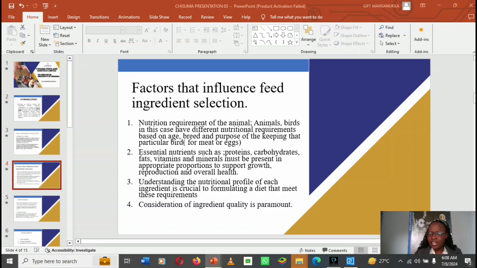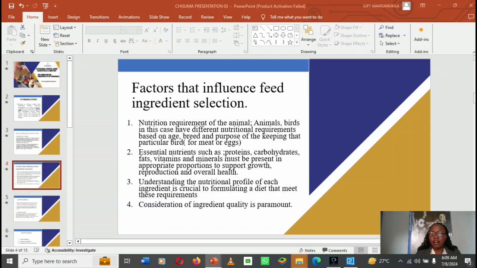So when we are selecting these ingredients, you would not select too much full fat soya to give to a layer, because it is going to gain too much. So, nutritional requirement, purpose. We've spoken of the age. If you start giving grower finisher when the chick is still little, they won't even survive. Some of them you will start having high mortality rates because of the same.